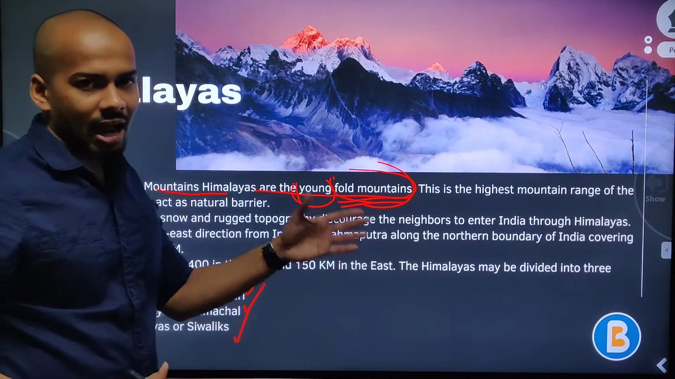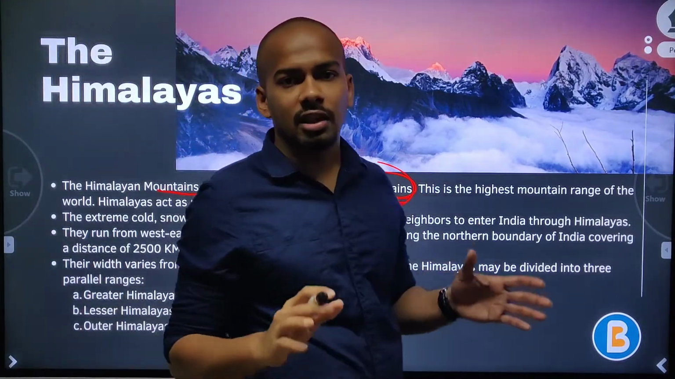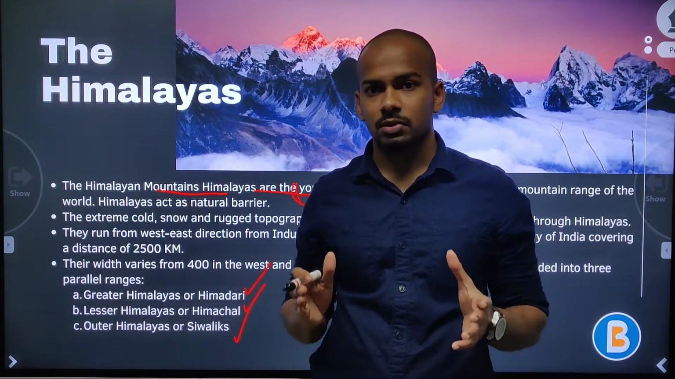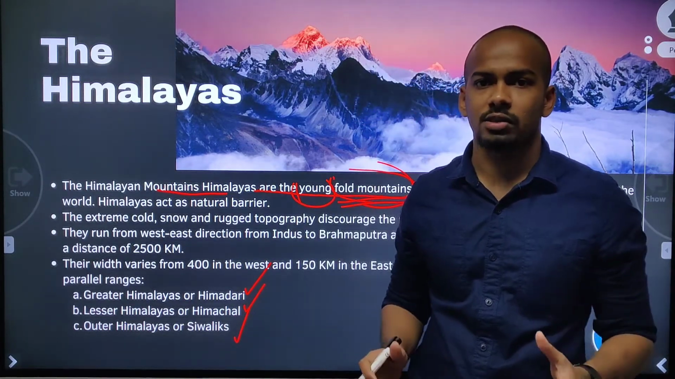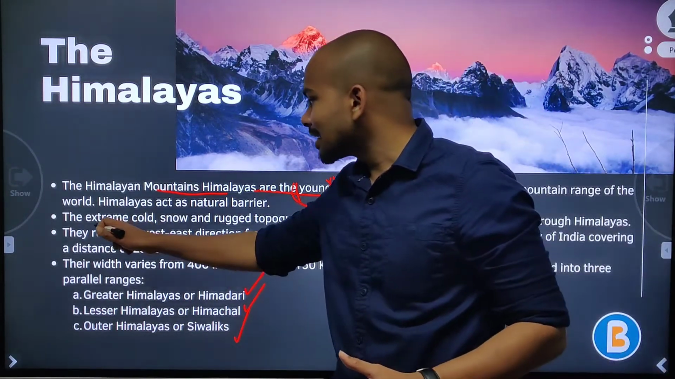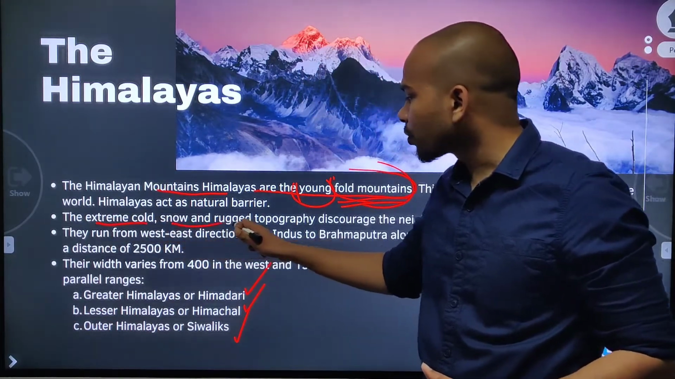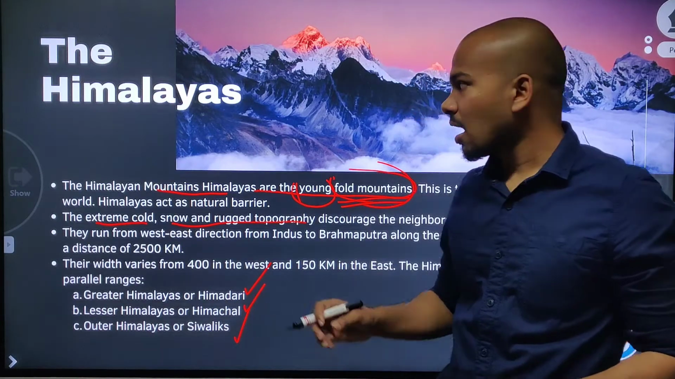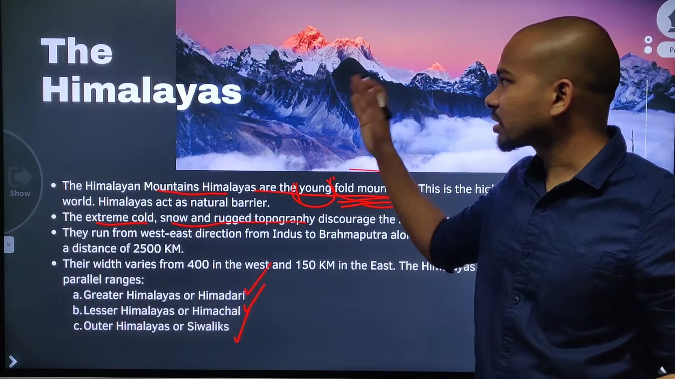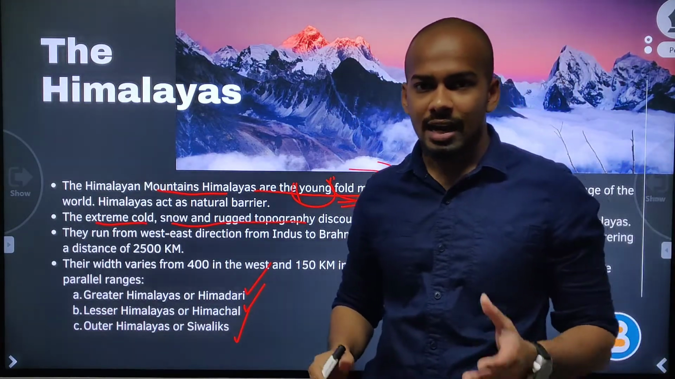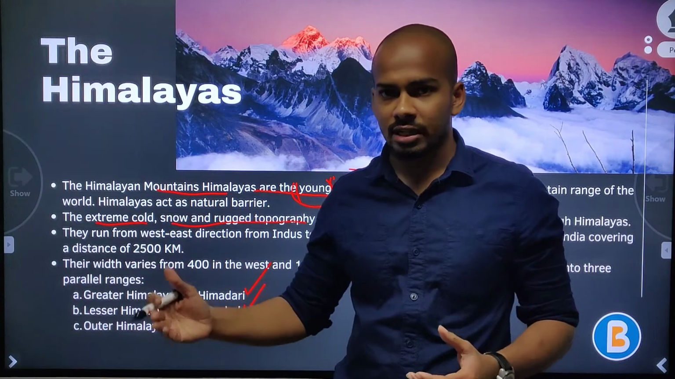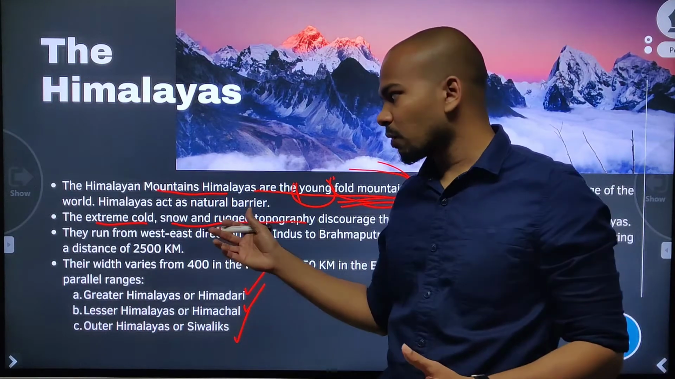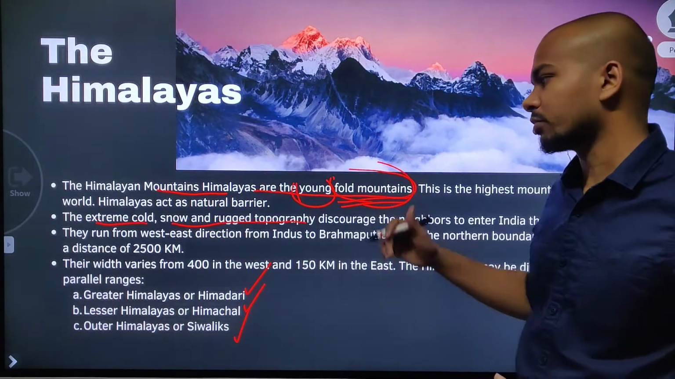fold mountains. And it is also the highest mountain range in the world, and it actually has very huge strategic importance for our country. Why? Because it is extreme cold, it is snow and rugged topography, because they have very difficult terrain over there, and it is having extreme low temperature. It actually prevents our enemy states from invading our boundaries, our border areas. So that is why it is strategically important for our country.